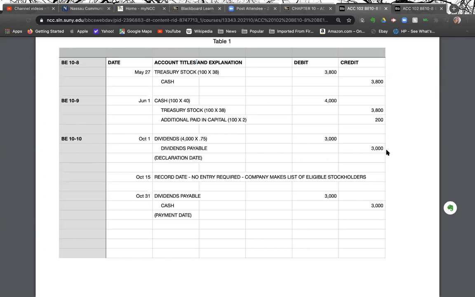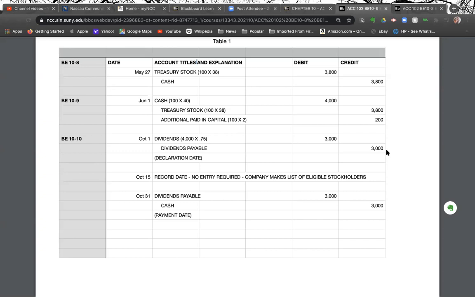And you don't have a right to receive it since it hasn't been declared, right? But now that it's declared, it must be paid, because otherwise they are in default. And just like any other liability that you default on, that is not a good thing to have happen.